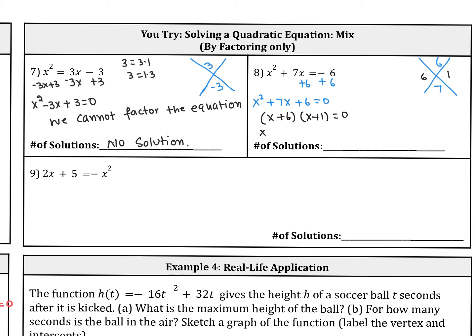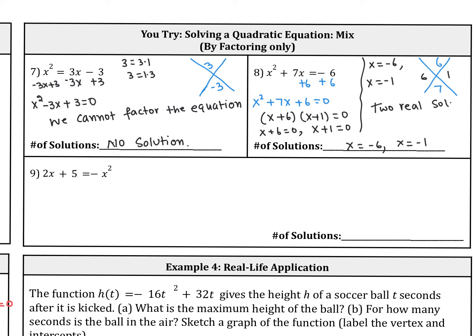You're going to put them equal to 0 one by one. And the two answers you're going to get are x equals -6, x equals -1. So in this case, you have two real solutions. So two real solutions. And those solutions are x equals -6, x equals -1.